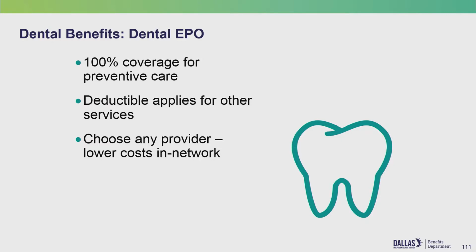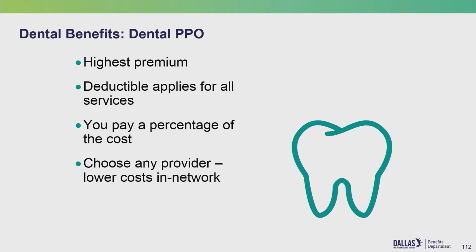Now on the EPO plan, with the dental EPO plan, it's preventative care. For example, it covers your checkups and x-rays, and that's covered 100%. But you do have to meet a deductible for all other services such as fillings and crowns. And then you pay a set copayment for all other treatments. You may choose any dental provider. However, the cost is lower if you choose a provider inside the network.